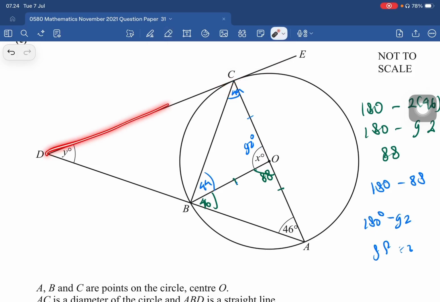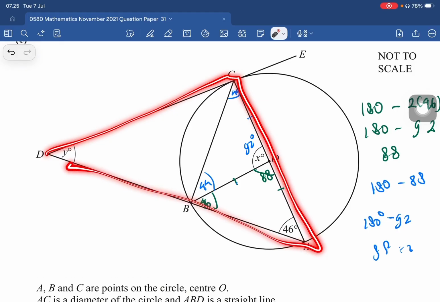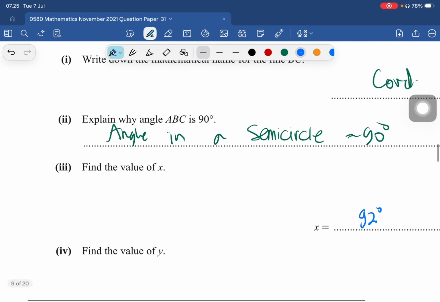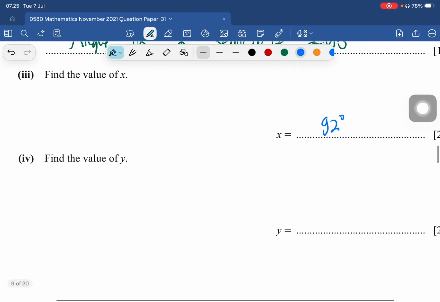Okay, let's use the big triangle. We have here 90 degrees and 46. Let's find y. So we get 180 minus the right angle, 90 degrees, minus 46 degrees. So we get 44 degrees. Here is 44 degrees. There it is. Thank you.